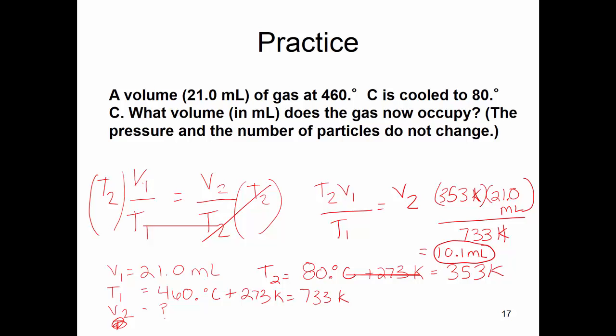So that's what we want to be sure that we see here. We started with 21 milliliters, so if we cool the gas, Charles' law says if temperature decreases, then volume decreases. So we want to make sure that number is less than 21.0, and it is. Right? So there it is, and I will see you next video.